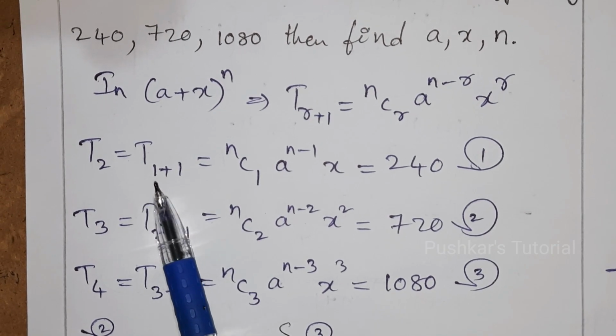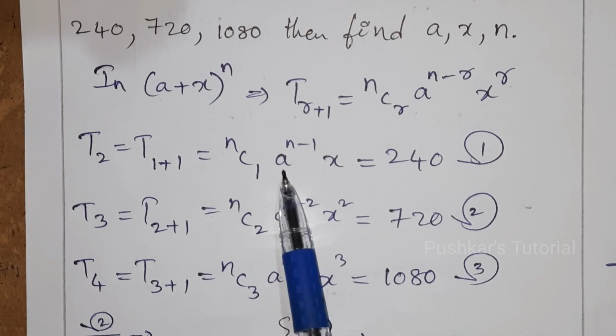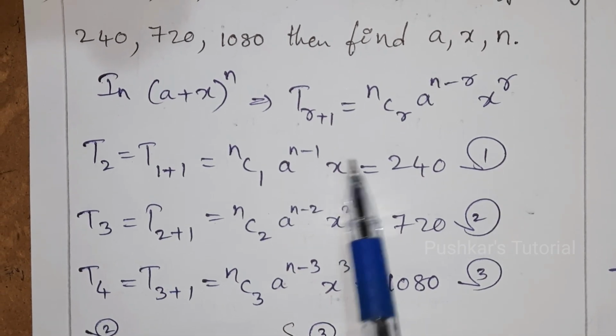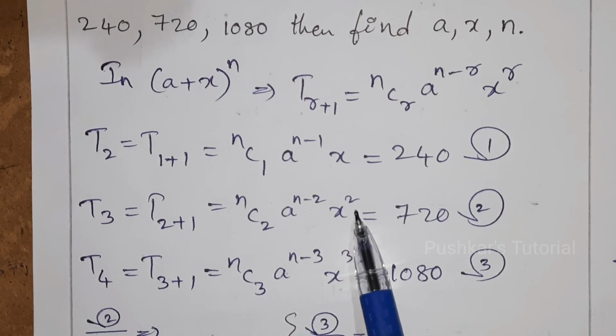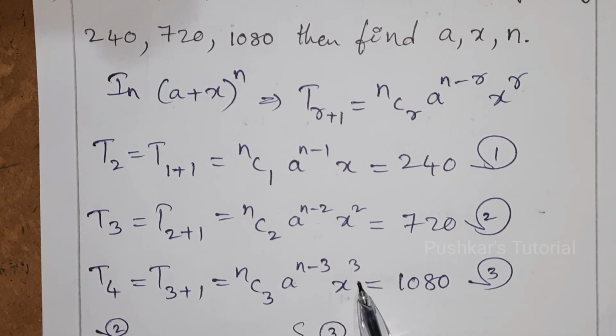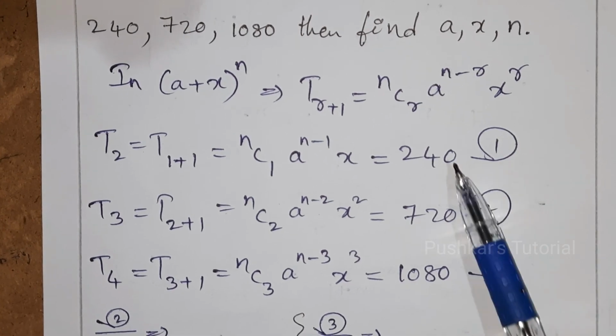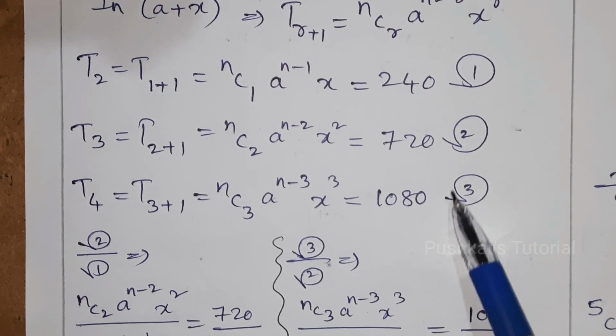So in this situation r value is 1. Formula application: nC1 a to the power of n minus 1, x to the power of 1. Here r value is 2, so nC2 a to the power of n minus 2, x to the power of 2. Here r value is 3, so nC3 a to the power of n minus 3, x to the power 3. He gave these as 240, 720, 1080 respectively, which are equations 1, 2, 3.